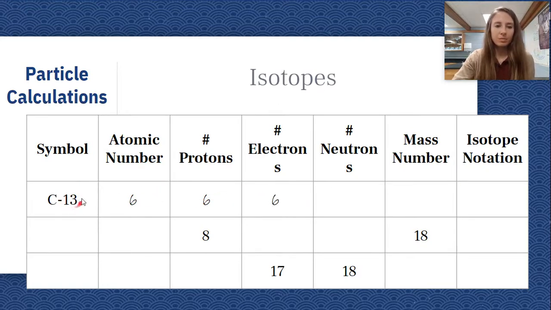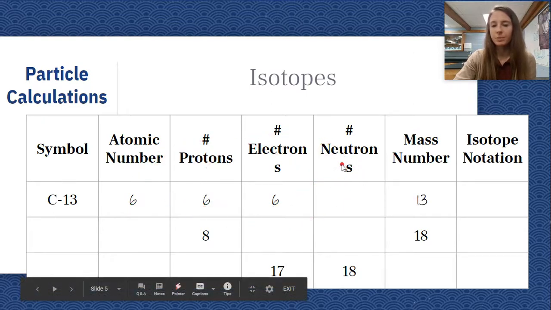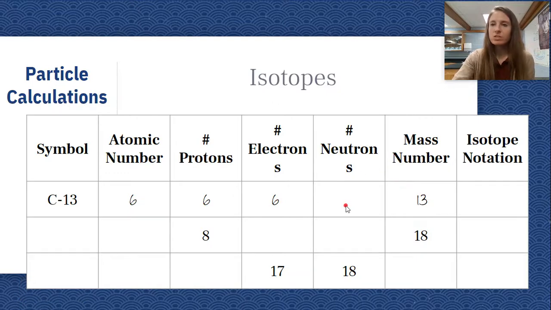Now I said before that the mass number is 13 because that is provided to me in the symbol. There would be no other way for me to figure out the mass number if it was not given to me in the symbol, unless I was also given some of these other numbers. So I know that the mass number is 13. To find the neutrons, just like when we were calculating this for regular atoms, we take the mass number minus the number of protons. So 13 minus 6 gives us 7 neutrons.